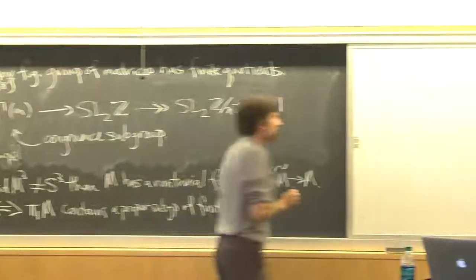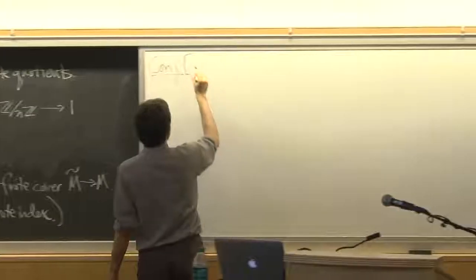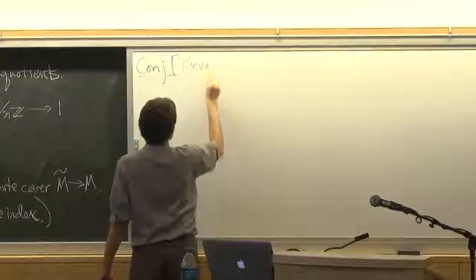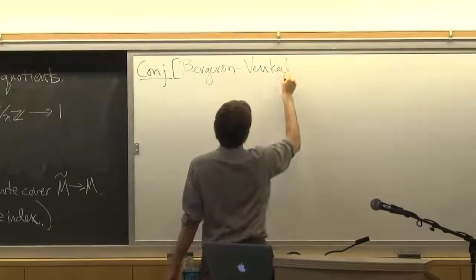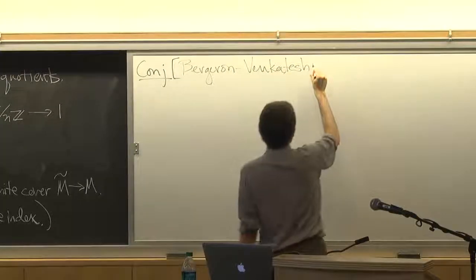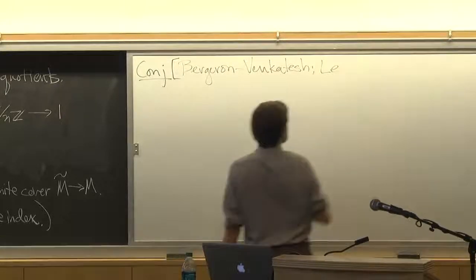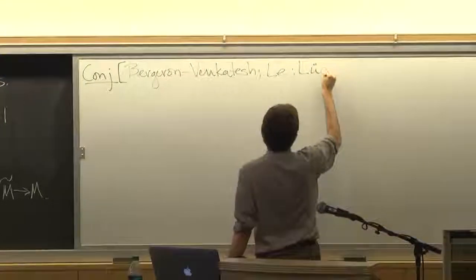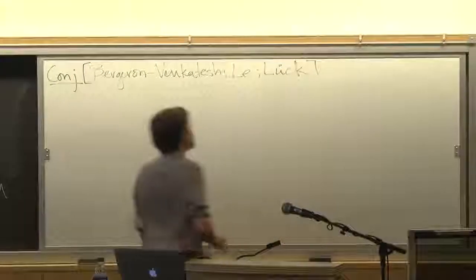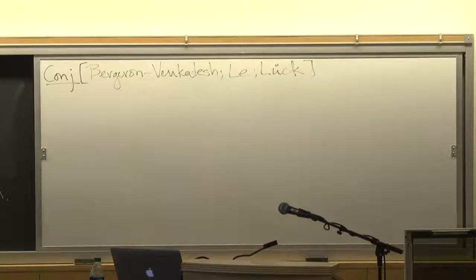So in the version I'm going to state this conjecture, it was first proposed by the number theorists Bergeron and Venkatesh, but in closely related form postulated by Feng Lei at the same time. And also ideas like this certainly go back to the work of Lück. So this was proposed maybe 2 or 3 years ago.